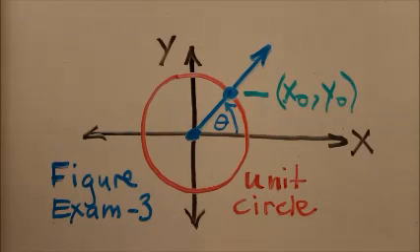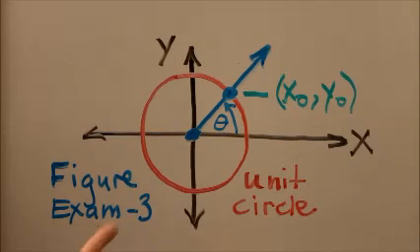Here is an explanation for the answer to final exam question number 26. In Trigonometry Demystified, 2nd edition, please refer to page 371. Question number 6 involves figure exam-3, which I have reproduced here with color embellishments.